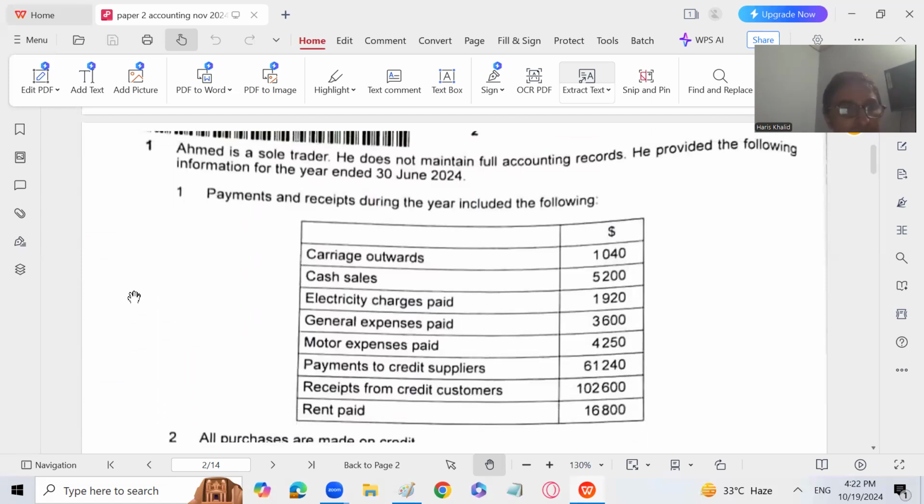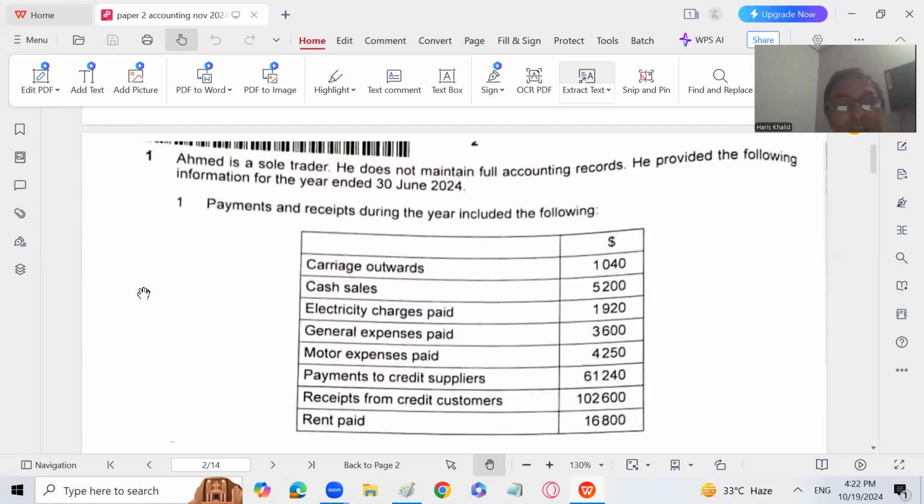So let's talk about the question. Ahmed is a sole trader. He does not maintain full accounting records. He provided the following information for the year ended 30th June 2024.